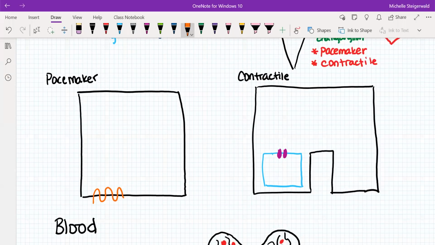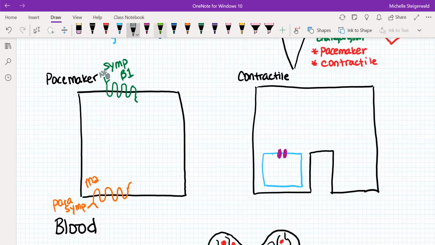you're going to have both this GPCR for the sympathetic system. Sorry, that's parasympathetic. And that's specifically going to be that M2 receptor. And you're going to have GPCRs for the sympathetic system. Those are beta 1. So in this case, you're going to be binding norepinephrine. And down here, you're binding ACh.